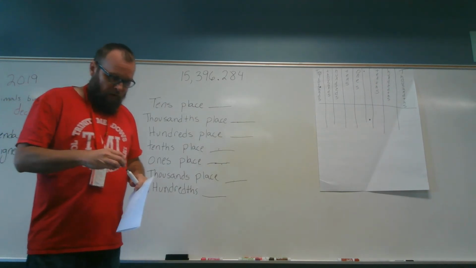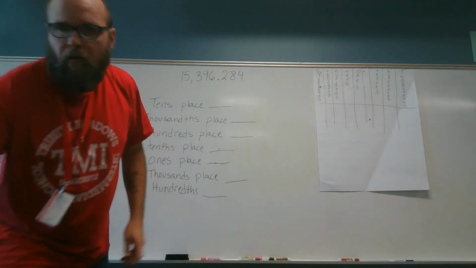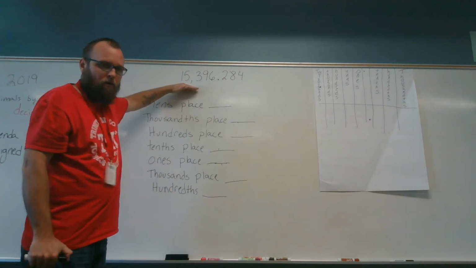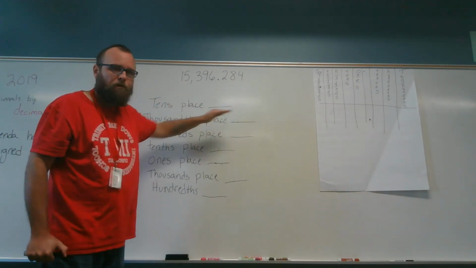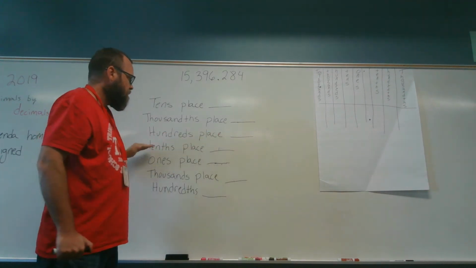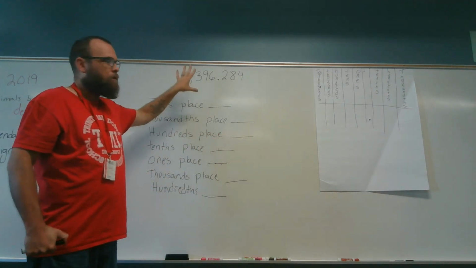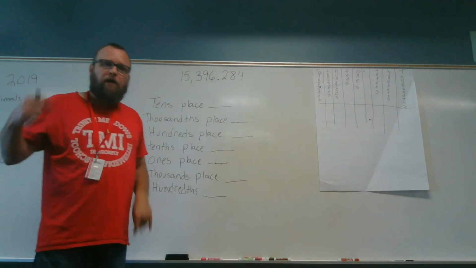So at home, or wherever it is when you're watching this, I want you to write down the number, and then write down tens place, put the correct number in. Thousandths place, put the correct number in. Hundreds place, just like I just did with the other number. And I want you to write it down on a piece of paper.